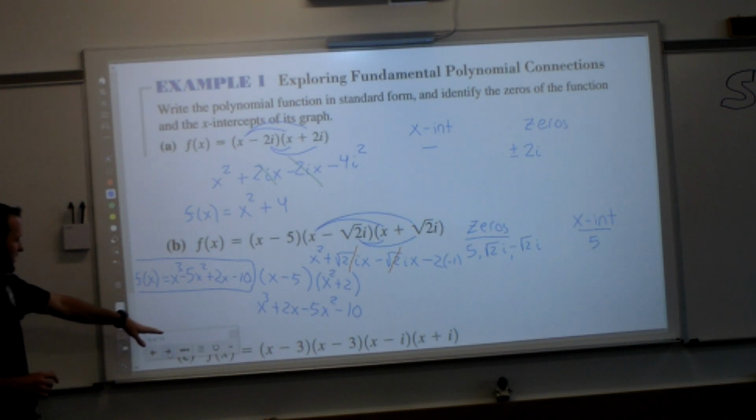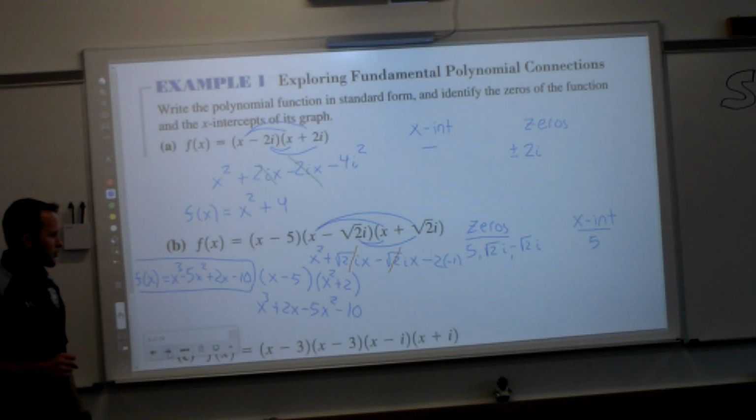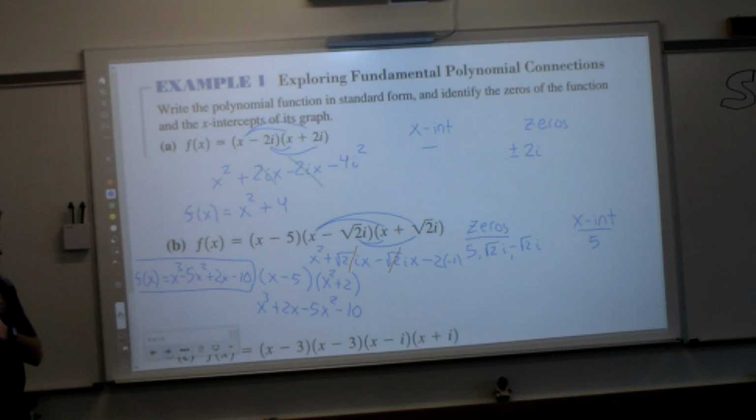When we go on to part C down here, maybe take a second and try to think ahead. What are the zeros? What are the x-intercepts? How do we get that in standard form?